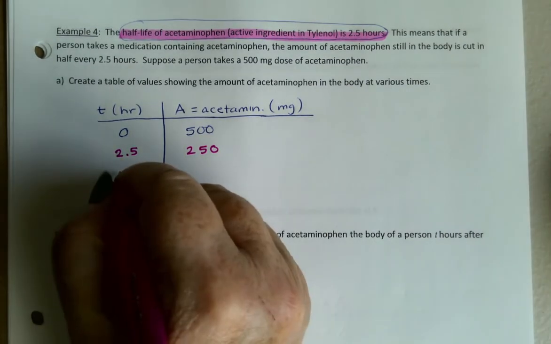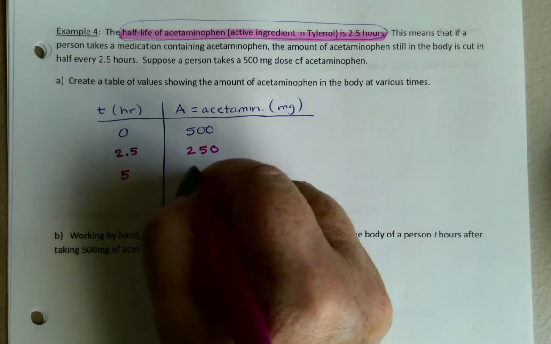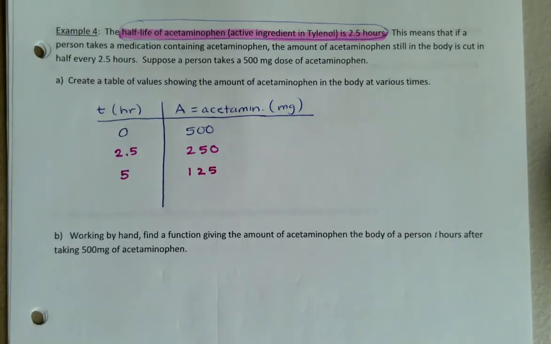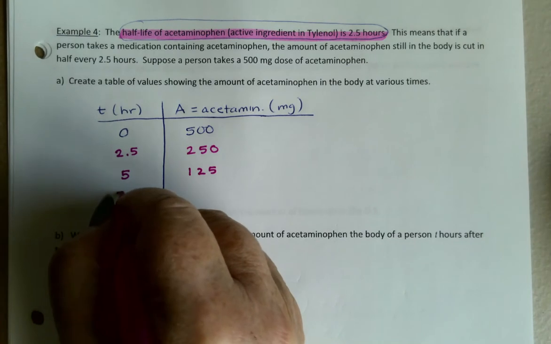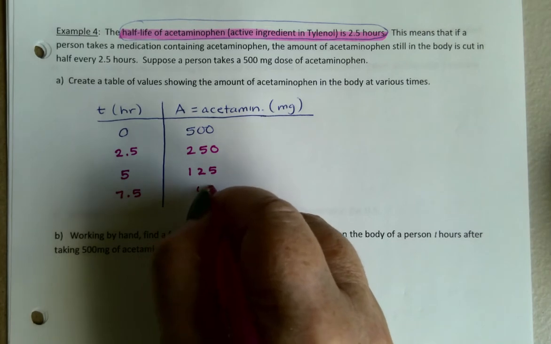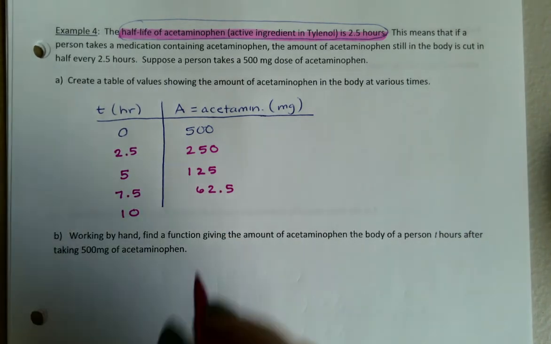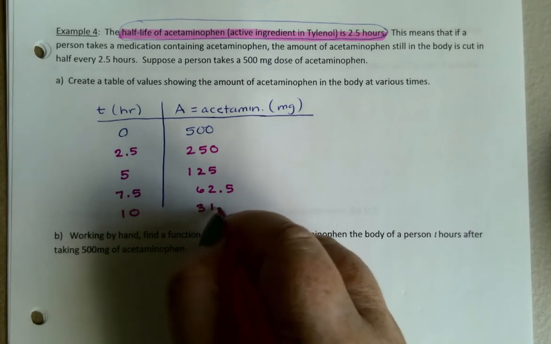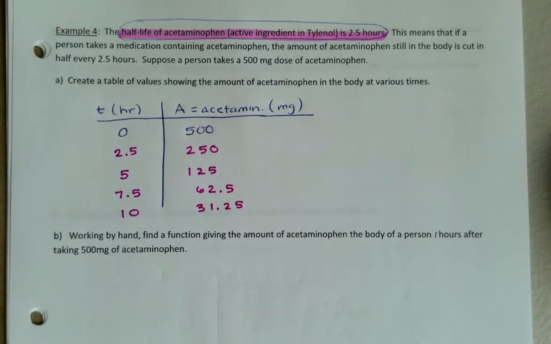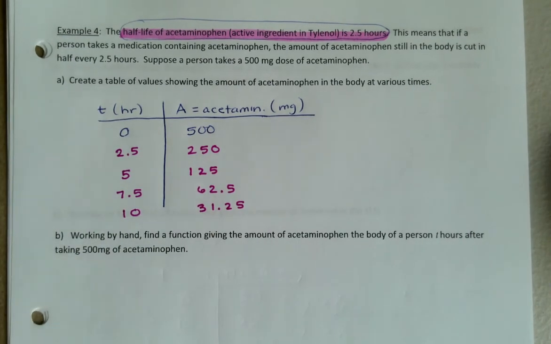Another 2.5 hours brings us to 5 total. Half of that would be 125. Another 2.5 hours, so 7.5. Half of that, 62.5. I'll do one more. Another 2.5 hours brings us to 10 hours, and that's going to cut in half again, 31.25 milligrams. So there's the table of values that I'm going to use to create my equation, my exponential function, to model this situation.